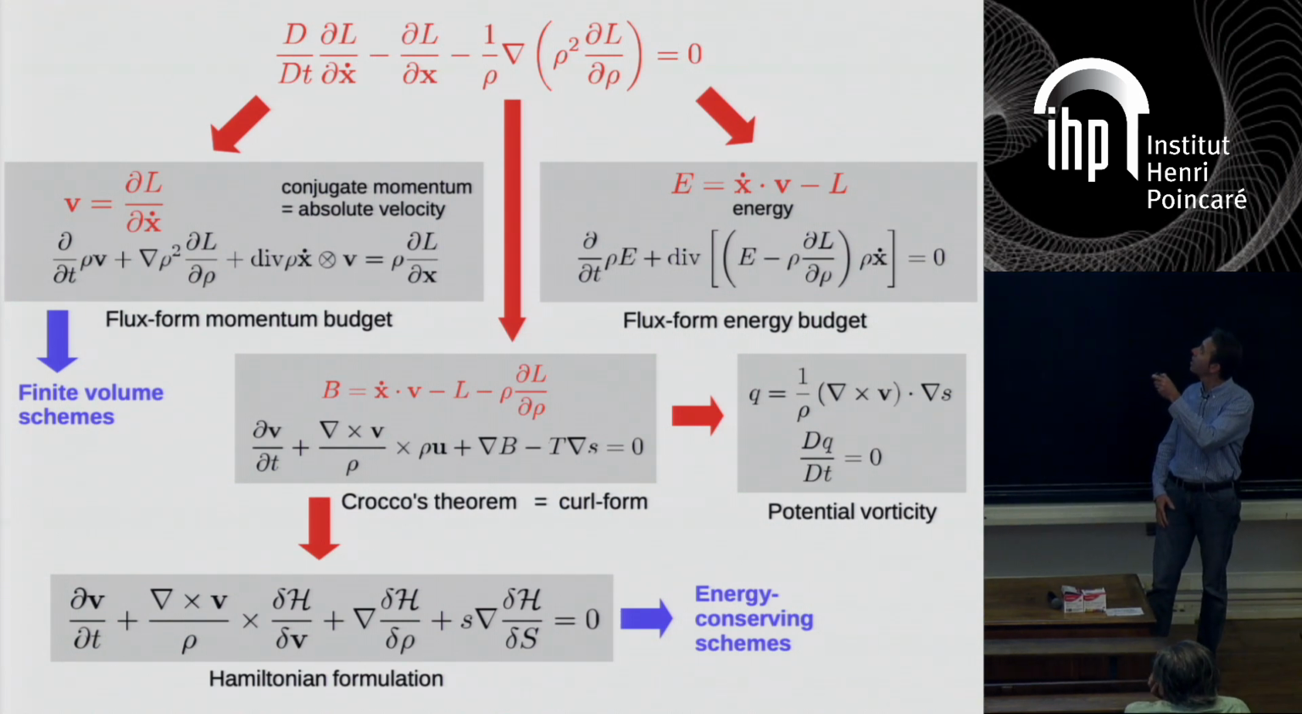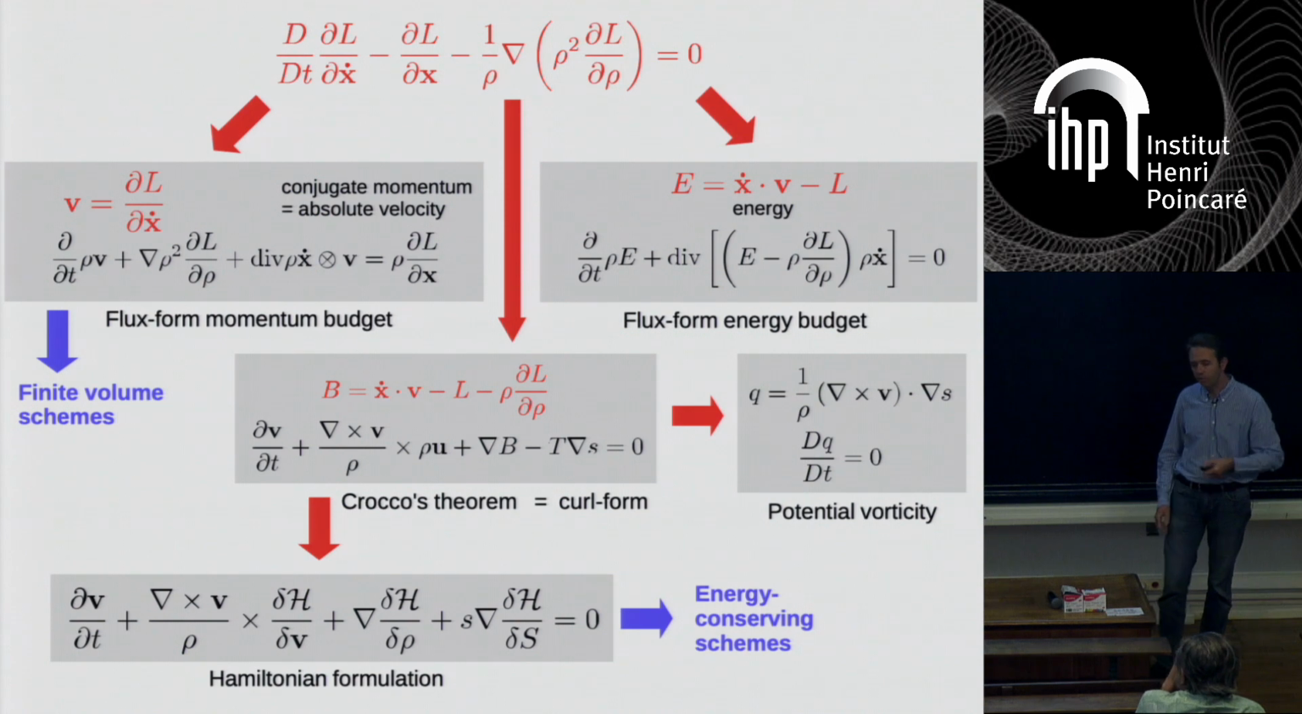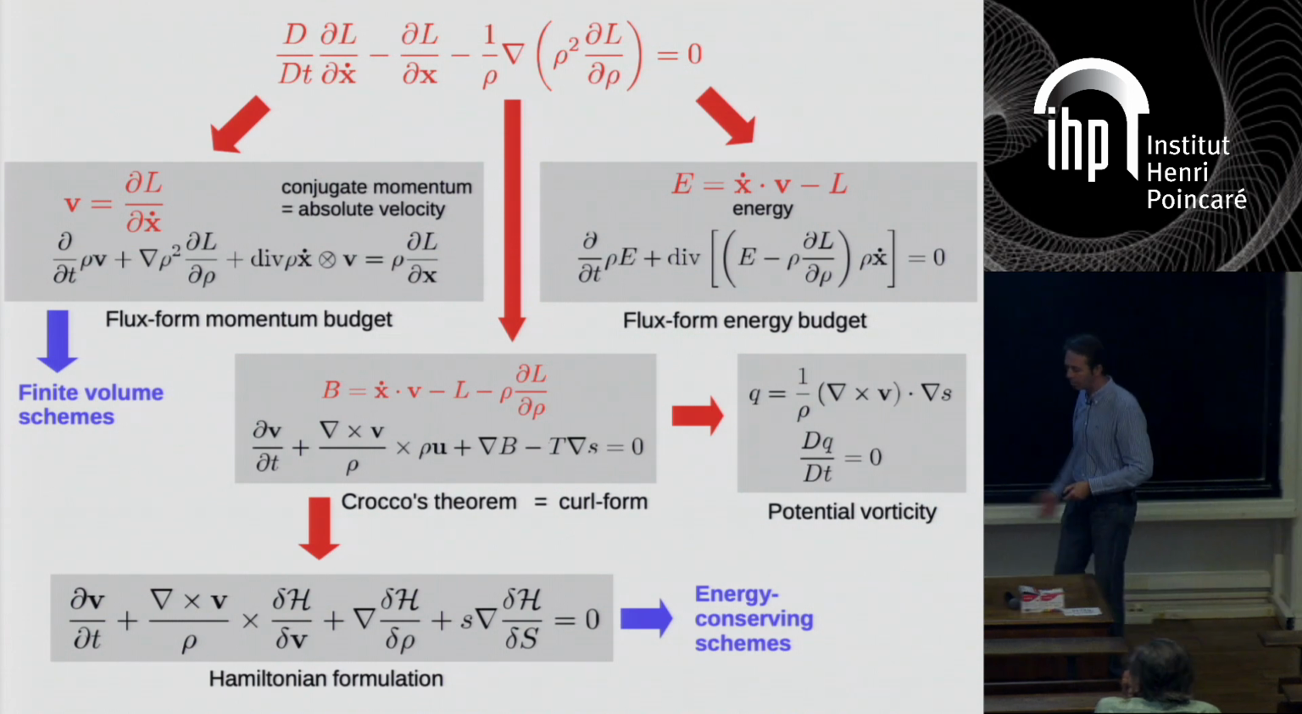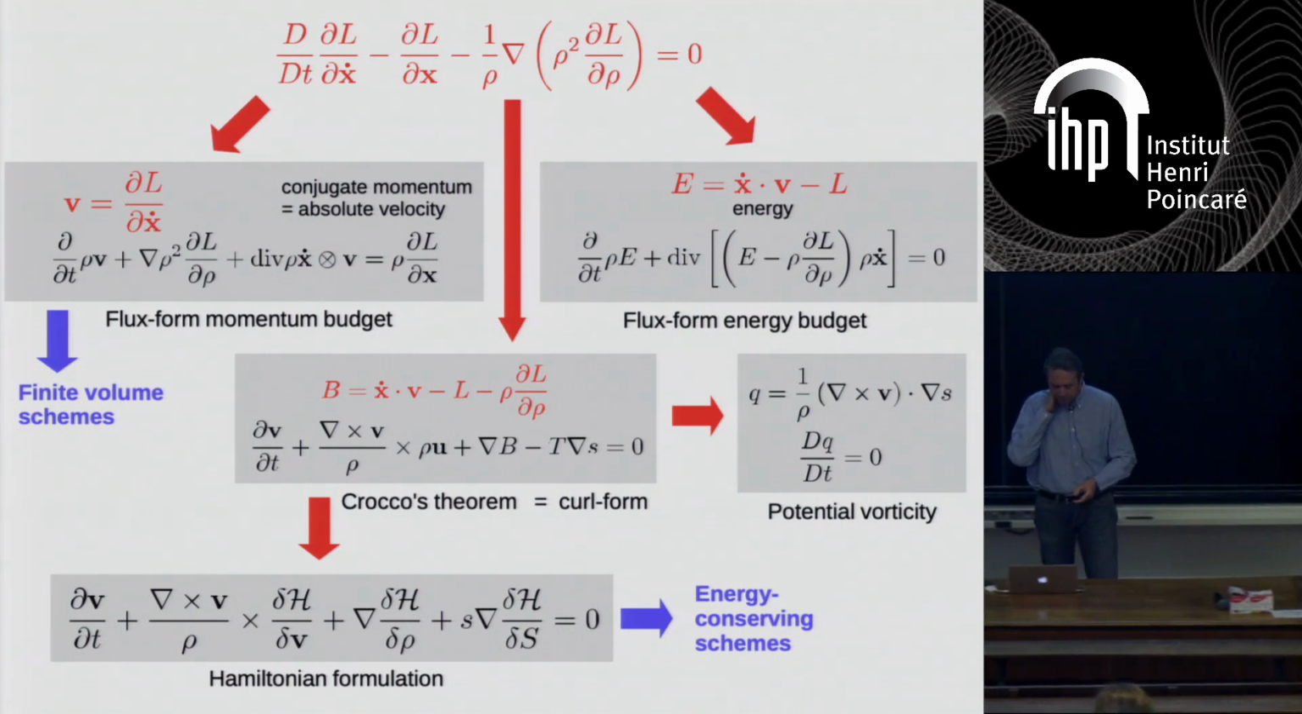just from this general form of the equations of motion important things, like which momentum is conserved, an expression for the energy that is conserved, and a flux form for these conserved quantities. You can derive a so-called curl form, also known as Crocco's theorem, from which you can derive the conservation of potential vorticity, then move on to the Hamiltonian formulation, and if you like, obtain energy conserving schemes.